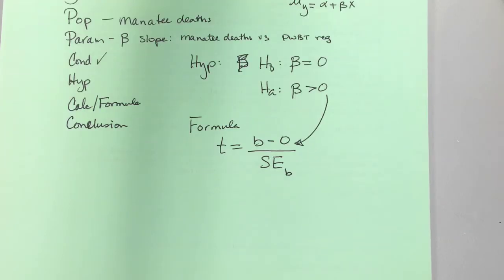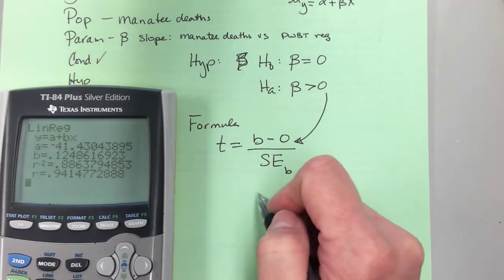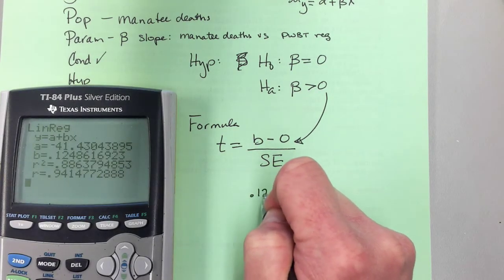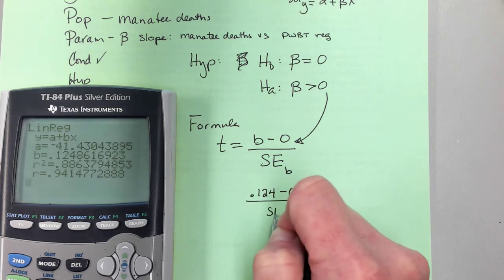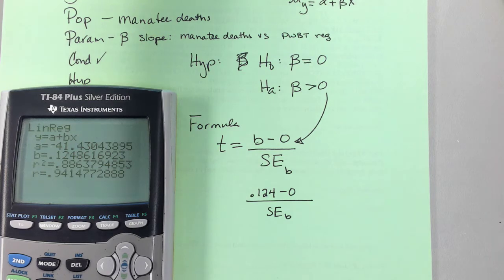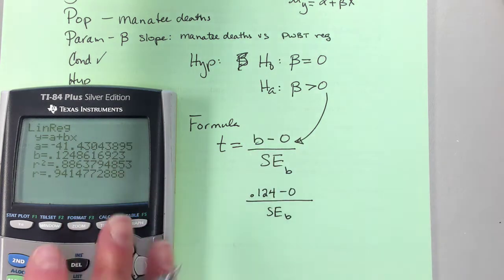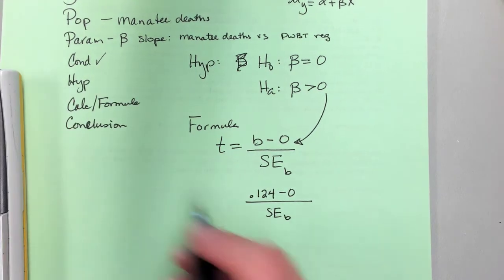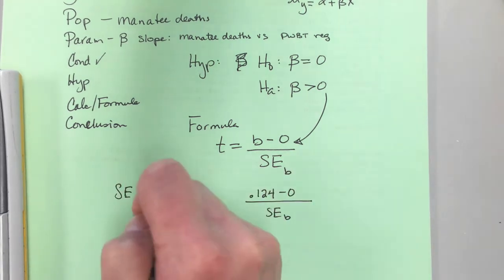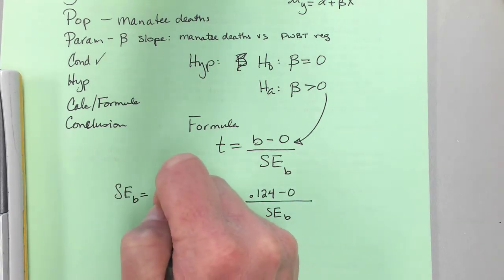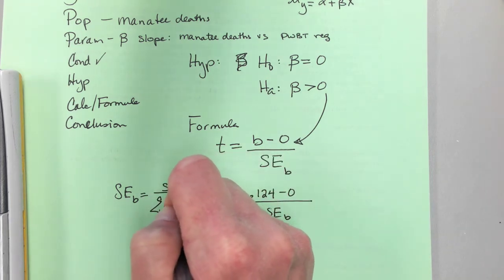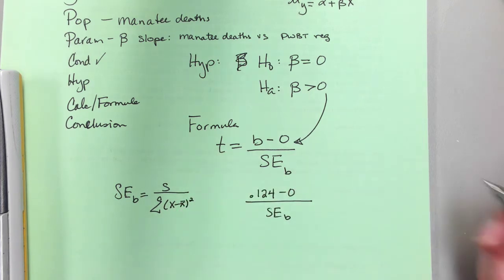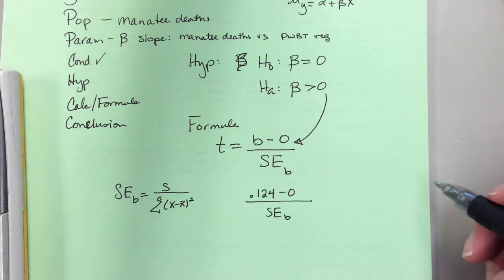So here's what we're going to do. We're going to jump right into our calculator. B, we knew that from running our regression. It's 0.124 or 5, whatever we've used in the past, minus 0, divided by the standard error of b. Well, the formula for the standard error of b, you're not going to like this. The standard error of b is like the slope standard deviation, and it's s, which is the standard deviation of the whole line, divided by the square root of the summation of x minus x bar quantity squared. I don't think so. Our calculator does this for us.